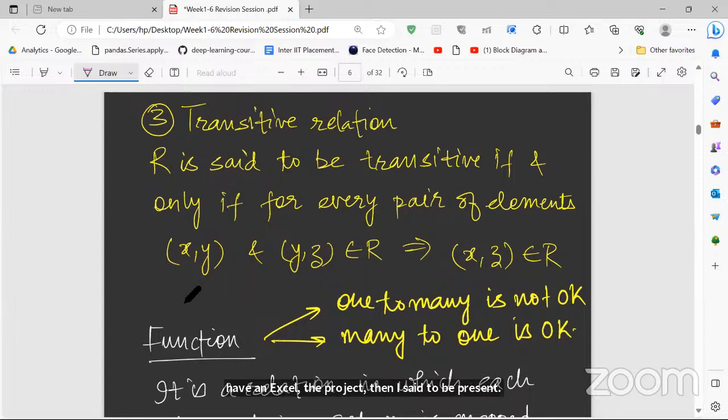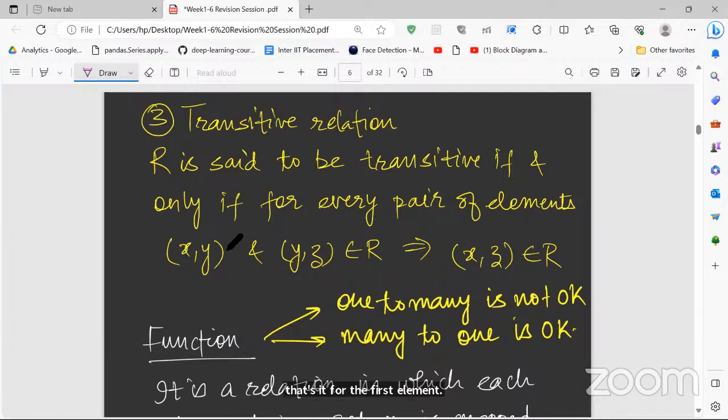For each and every pair, if (x, y) is in the relation R, just go and see if any pair starts with y or not. If not, you can directly say it's a transitive relation, and you have to check that for each and every pair. Let's say you have 5 elements in some relation R. Just check for the first element: if (x, y) is present, is there any other pair starting with y?